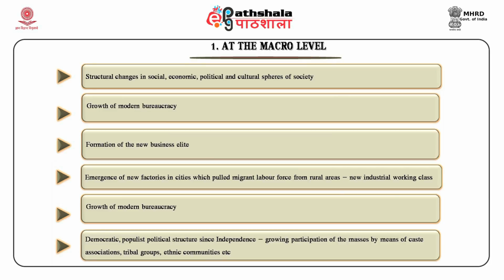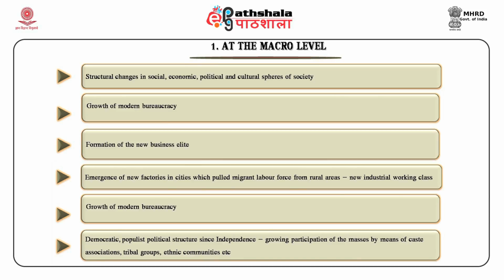With industrialization, there emerged new factories which pulled labor force from rural areas to the cities, which gave rise to the new industrial working class. On one hand, this led to a gradual wearing away of traditional ties, while on the other, this forged newer patterns of social relationships. For example, trade unions, which have organizational linkages with each other on a national level, played a major integrative role among workers.